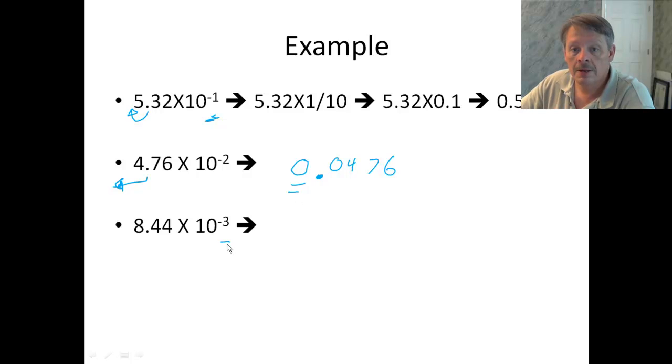Right? Here I have to move my decimal point 3 positions to the left because I'm multiplying by 1 over 1,000. So this becomes 0.008. I move my decimal point 3 positions. 1, 2, 3, 4. Realize that doesn't mean there are 3 zeros out here. It means I've moved my decimal point 3 positions. You have to count decimal points.